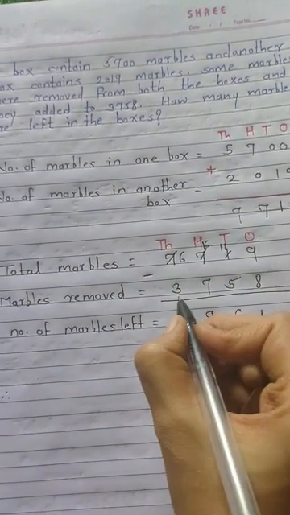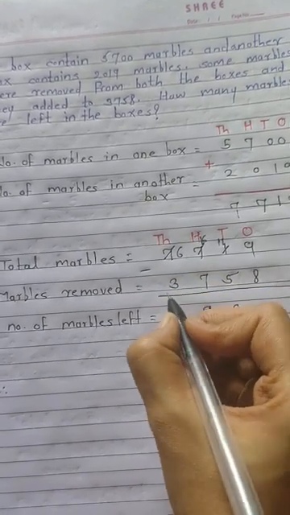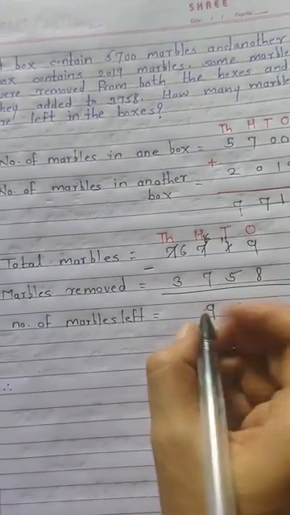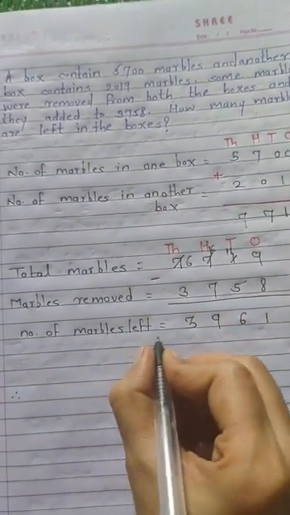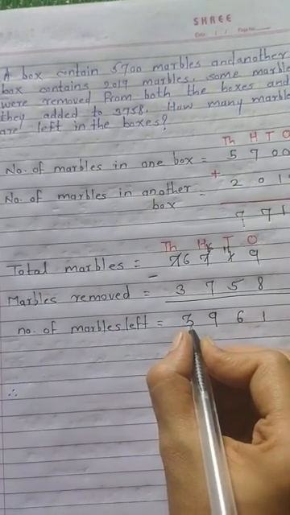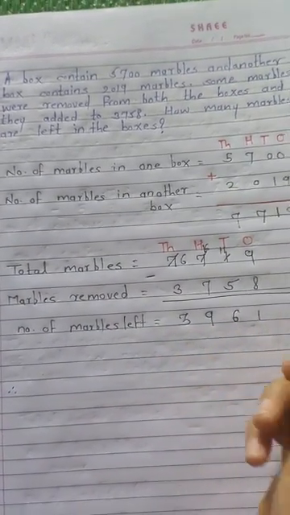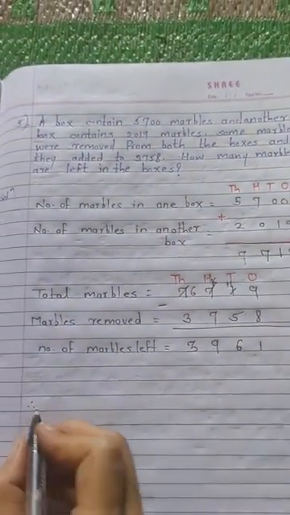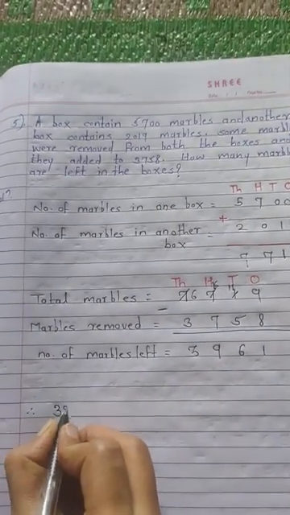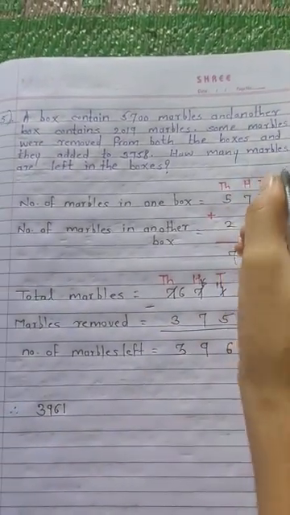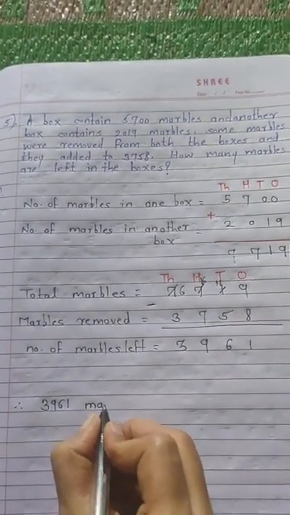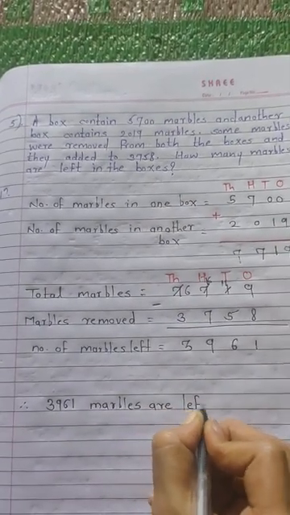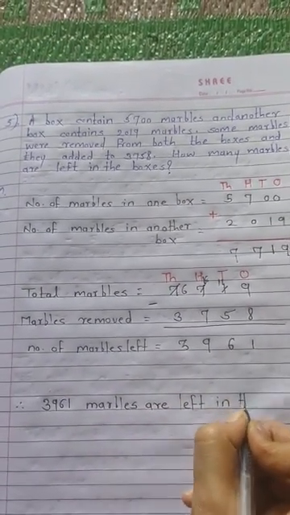And 6 minus 3, possible? Yes. So subtraction is, count after 3 up to 6. After 3: 4, 5, 6. How many? 3. So the number of marbles left are 3961. So you will write the answer in words as, instead of how many, put the answer, that is, therefore, 3,961 marbles are left in the boxes.